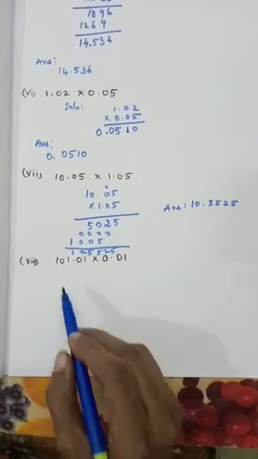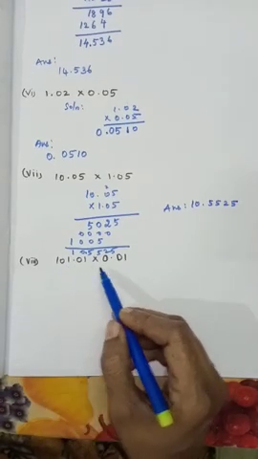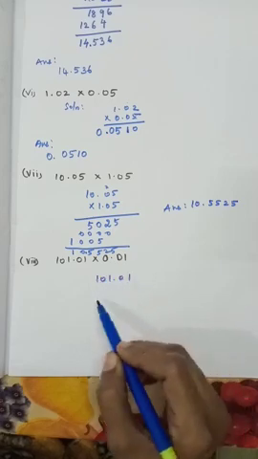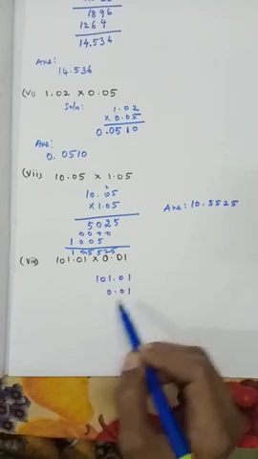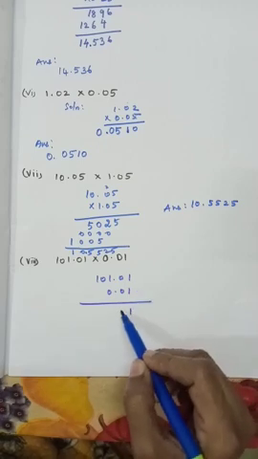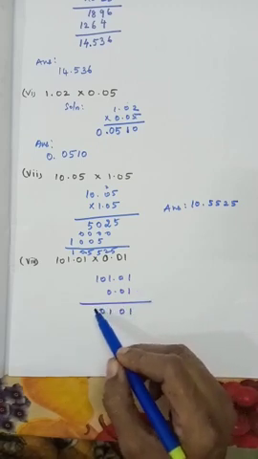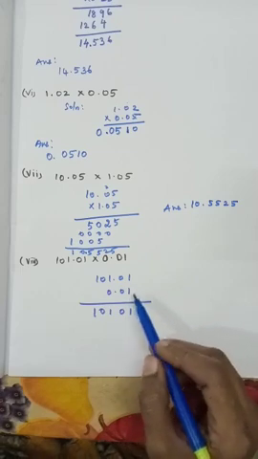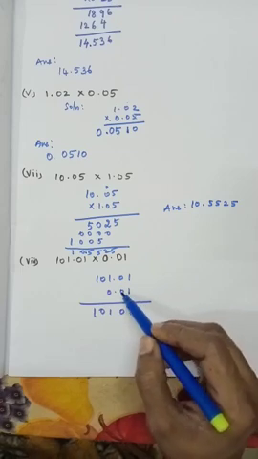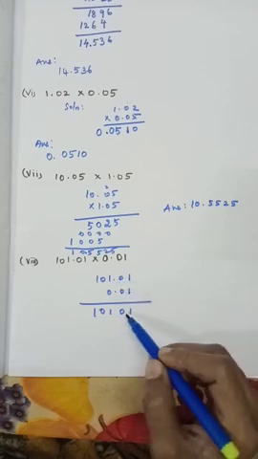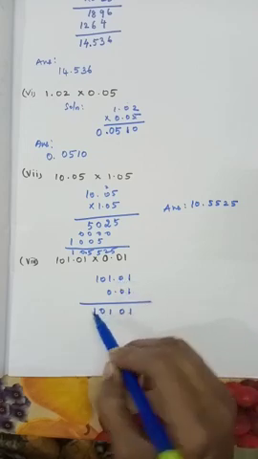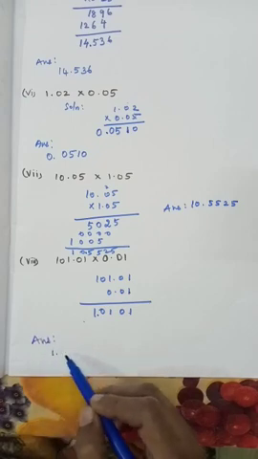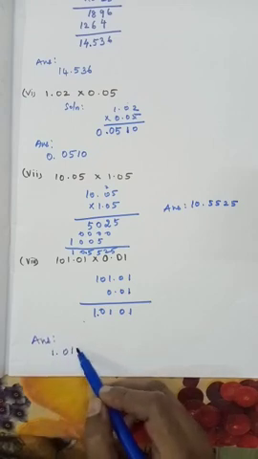Okay. Then 101.01 into 0.01. 101.01 into 0.01. Okay. 1, 0, 1, 0, 1. I multiplied by 1 all. These are all 0. You have to keep point now. 1, 2, 3, 4. So the answer is 1.0101.